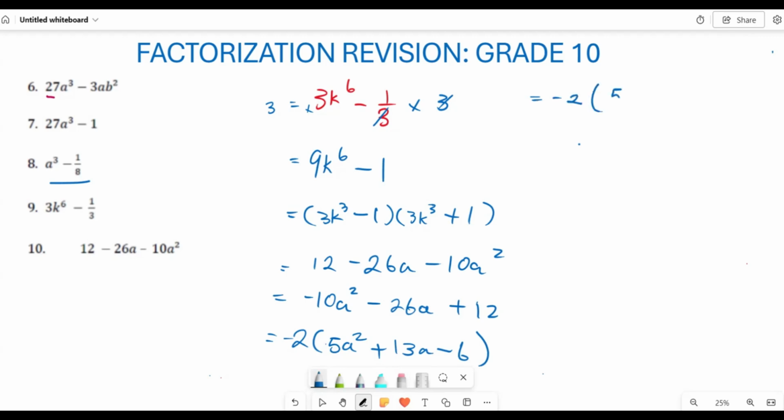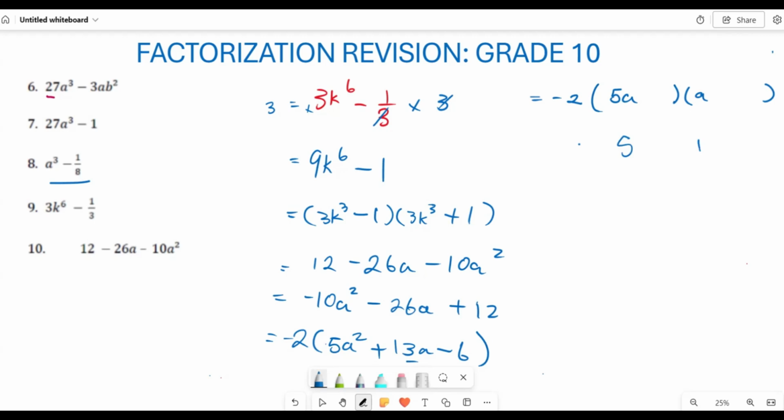This is going to be 5a. Then the other bracket is going to be the same as a. And now what is it that you are going to have here? Now this is 5a and a. Now I am looking for the factors that when I multiply them, they are going to give me 6, and when I add them, they are going to give me 13. For example, remember I already have 5 and also 1 here.